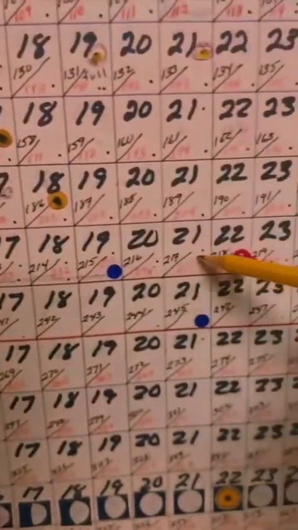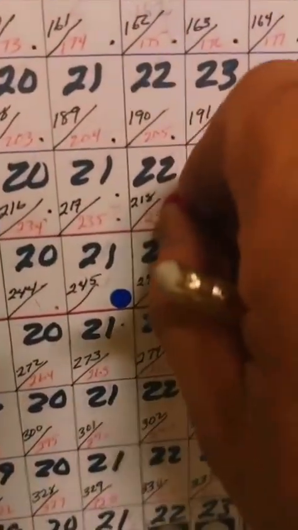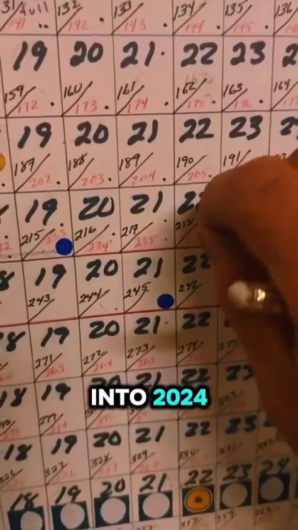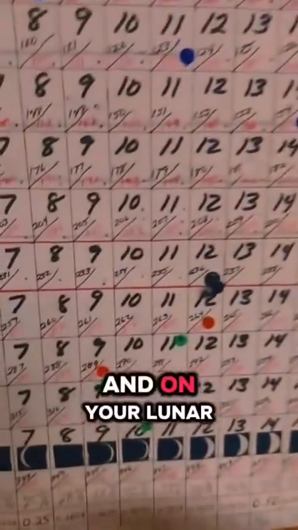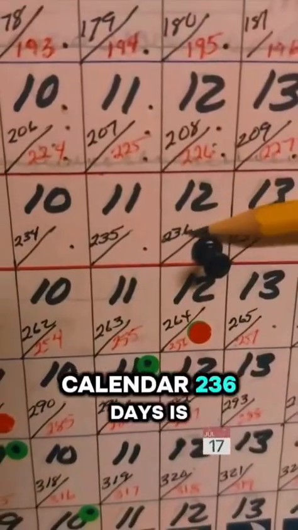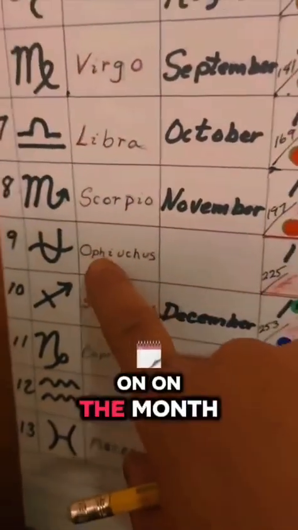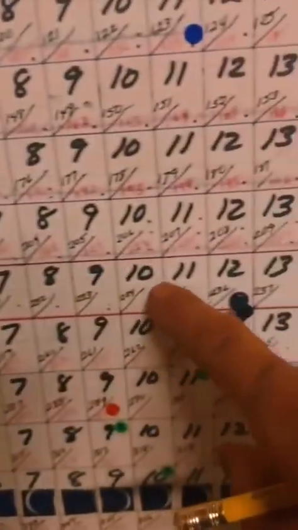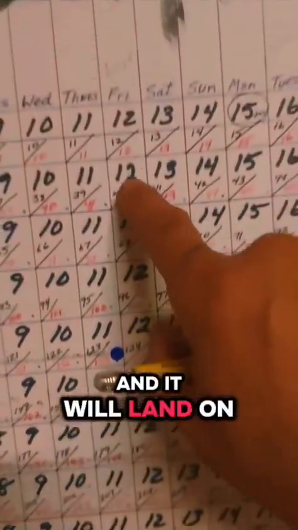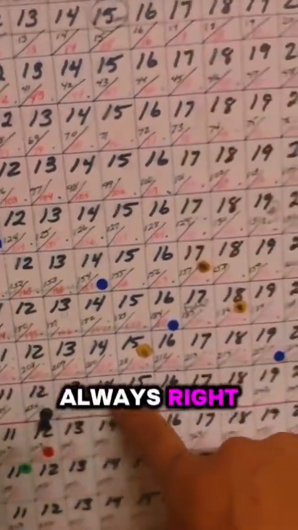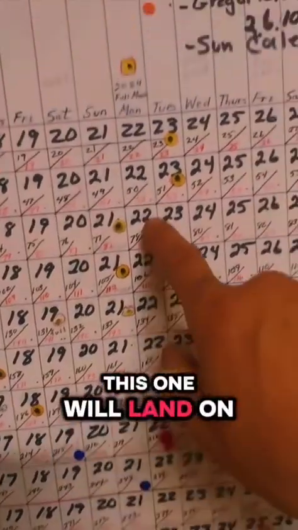Today's date is November 22nd. And it's 236 days into 2024. And on your lunar calendar, 236 days is the 12th of the 9th month. And it will land on a Friday, which is correct. That is always constant and always right. This one will land on a Monday.